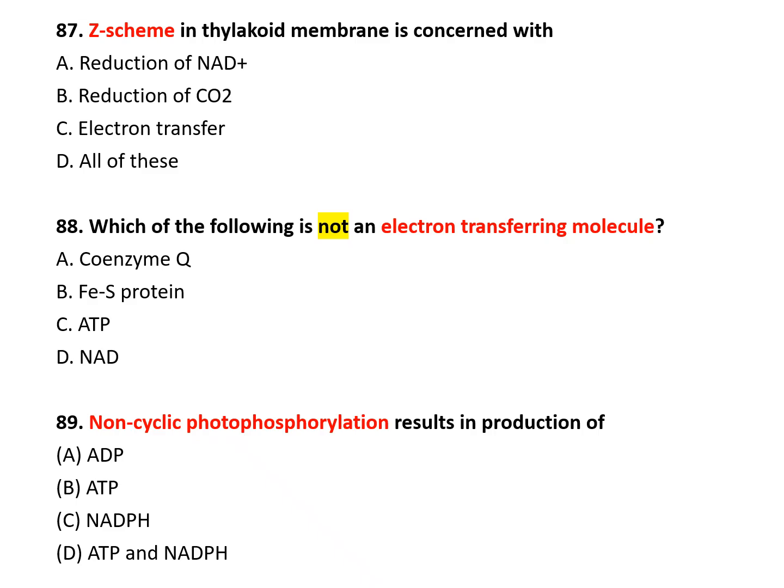The next question, number 87. The Z scheme in the thylakoid membrane is concerned with option A, reduction of NAD+, option B, reduction of carbon dioxide, option C, electron transfer, option D, all of these. The correct answer is option C, electron transfer.